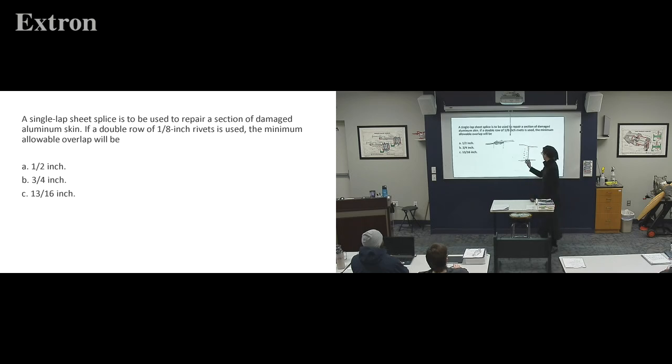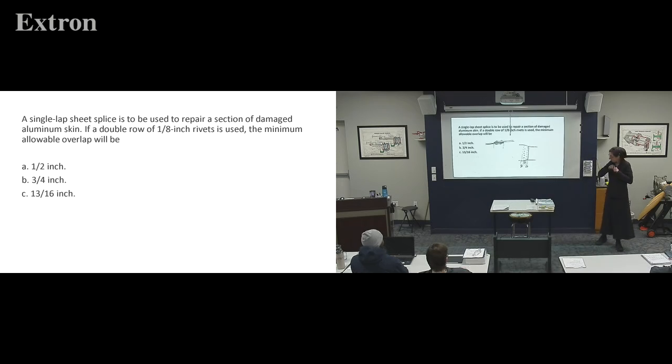And I think pretty much everyone knew that the edge distance should be what? 2D. So from the center of those rivets to the edge, that distance should be 2D. So you got a good portion of it correct. I gave you credit for what you got correct. But then, the big question was, the space between rows, what in the world is that?